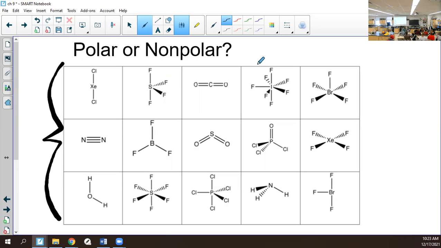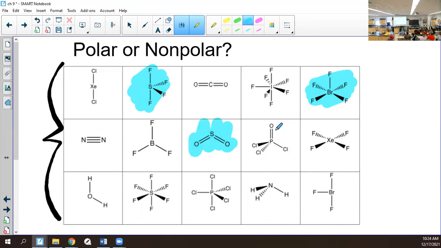Okay, who's done? Raise your hands. Okay, here we go. Let's focus here. I'm going to color all the polar ones this cute blue color. All right, so should I color this one cute blue? No. Should I color this one cute blue? Yes, I should. This one? No. This one? This one? Yes. This one? This one? This one? Yes. Wow, you guys are killing it. This one? Oh, this is a trick one. It's a yes. Now be careful.